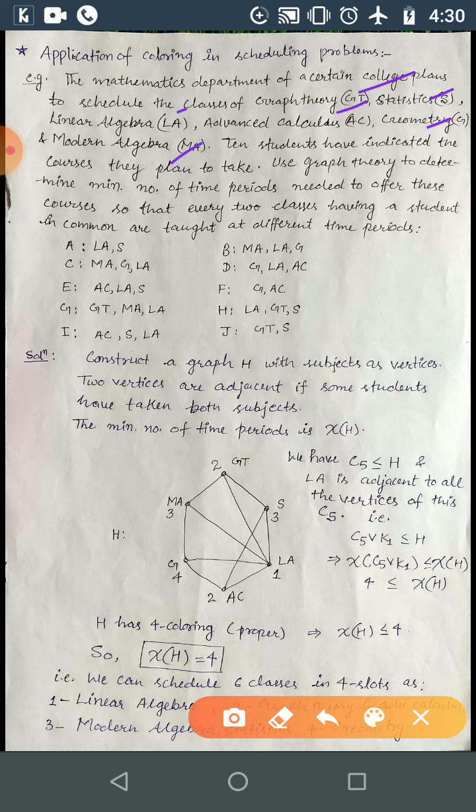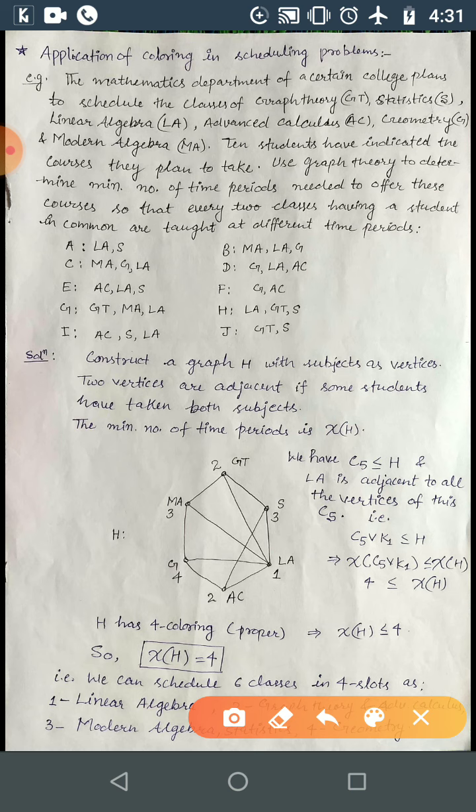Take these subjects as the vertices, and whenever two subjects have a common student, that is, one student has taken both subjects, there will be an edge between the two vertices. So two subjects are adjacent whenever they have a common student. The corresponding graph is given as follows. First we take the vertices. These represent graph theory, statistics, linear algebra, advanced calculus, geometry and modern algebra.